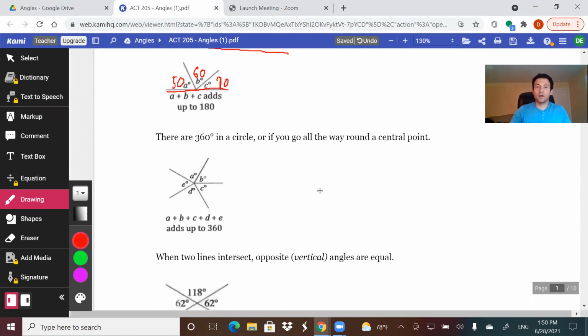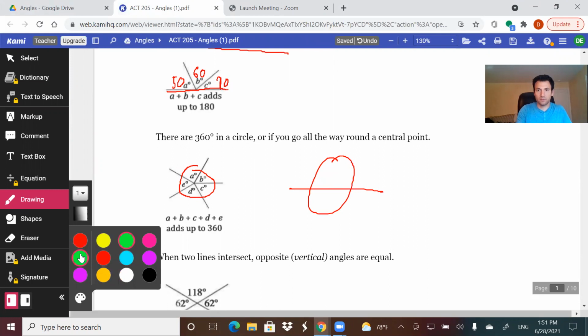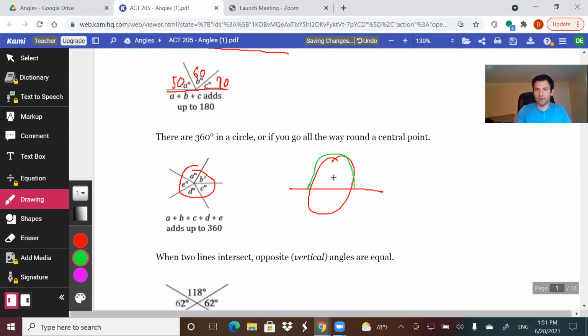A circle. Whenever you have a circle, all of it has to add up to 360 degrees. So a line is literally half a circle. Whereas a line is 180 degrees, a circle is two lines. So here's our second line right here, the second half of the circle. So that's 360 degrees.